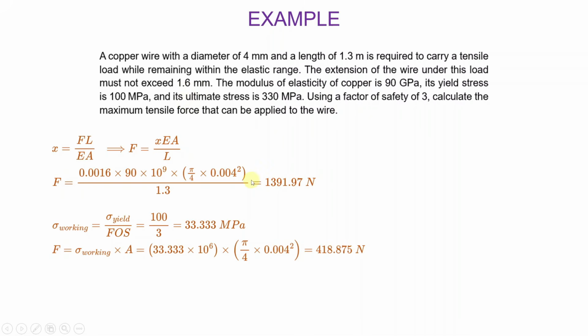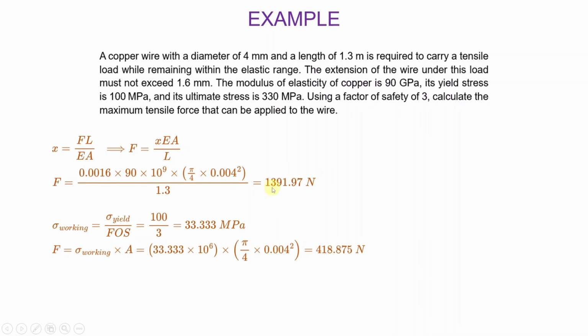Now, for us to be able to have an extension of wire that does not exceed 1.6 millimeters, we need our force to not exceed 1,391.97 newtons. For us to have a factor of safety of 3, we need our force to be 418.875 newtons. So now, which of these two satisfy both conditions?